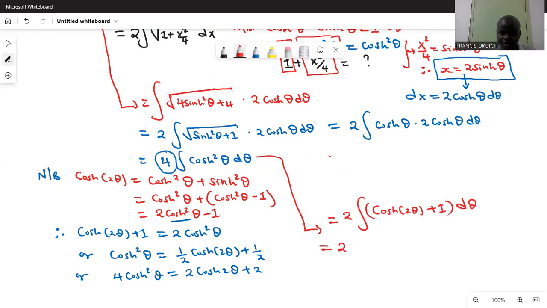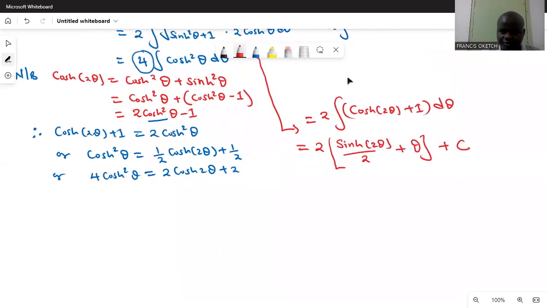What did you differentiate to get cosine hyperbolic of 2 theta? It was sine hyperbolic of 2 theta, and then this is over 2. Then when you integrate 1, you get theta. And remember, there's a constant c of integration.